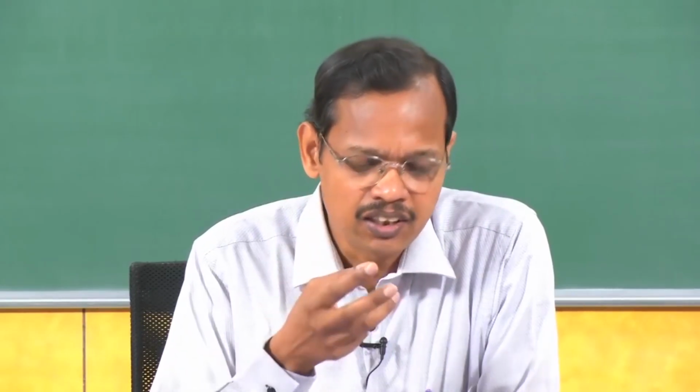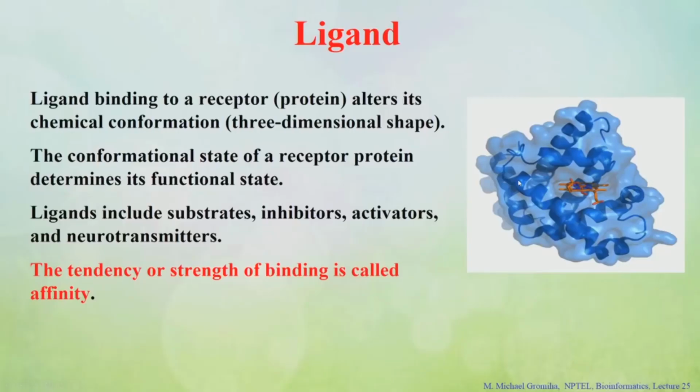Then how strong is the tendency of this specific ligand to interact with the protein, that tendency or the strength is called the affinity. So, we see the affinity of a ligand. What is the meaning of the affinity of a ligand? The strength of the binding, how far this ligand can interact with the protein molecule, that will give you the affinity. So, if it is high affinity, what is the meaning of that?